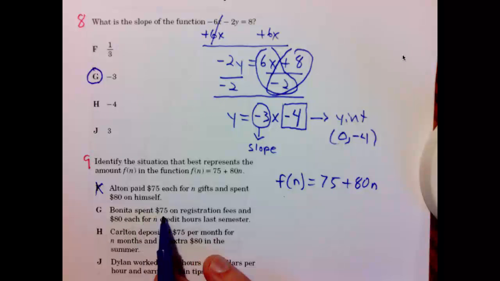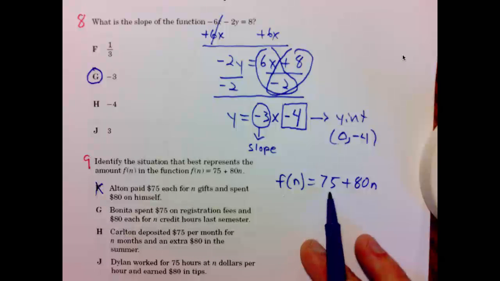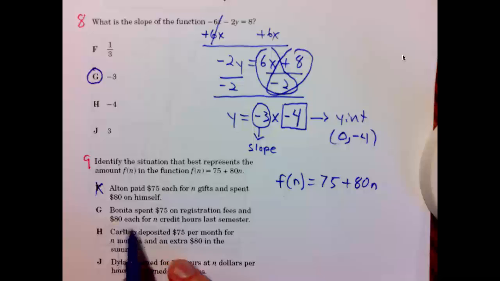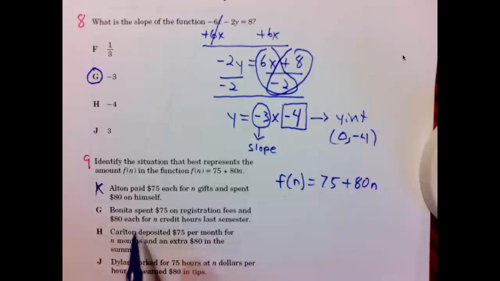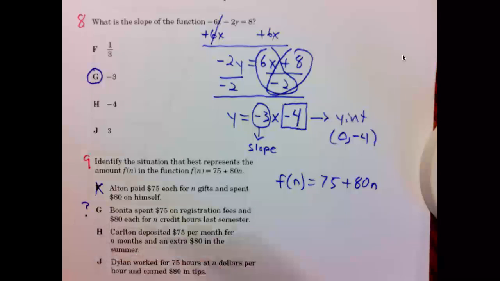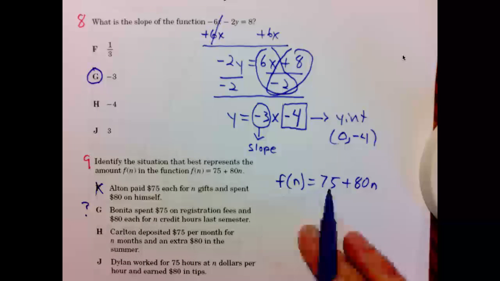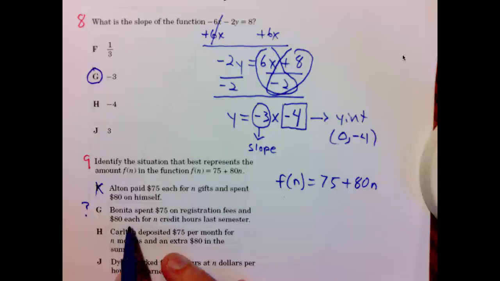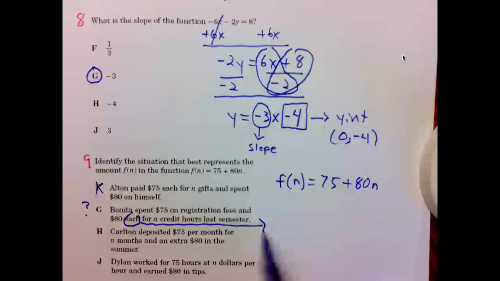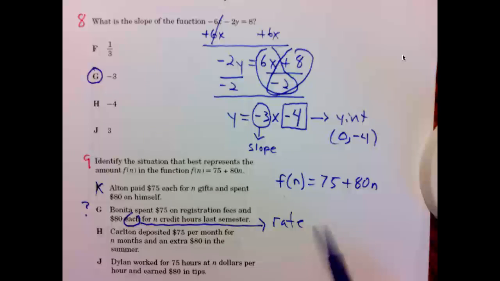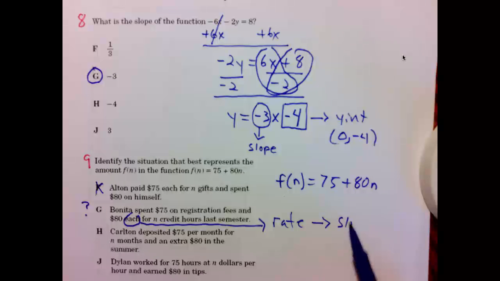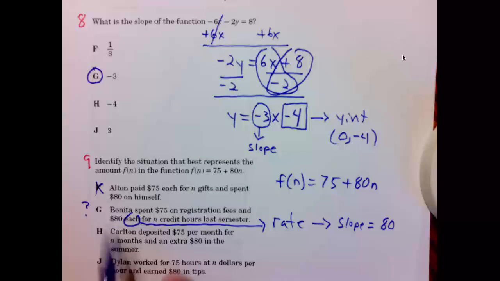Bonita spent $75 on registration fees, that's the upfront amount, and $80 for each credit hour last semester. This one looks good. I'm going to put a question mark beside it. We have the 75 up front, and we have the 80 each. This is a rate word. Each indicates rate, and we know that rate is slope. And we know our slope here is 80. 80 each. G looks good.